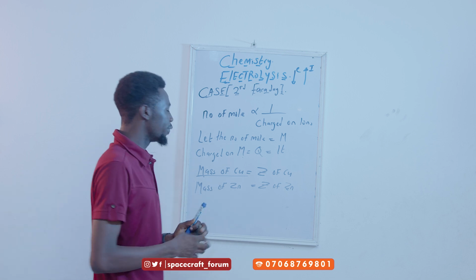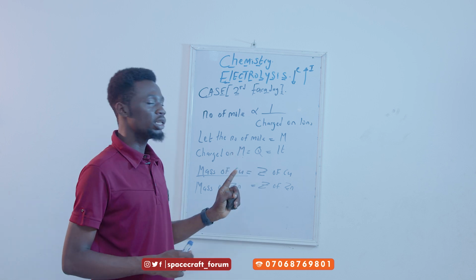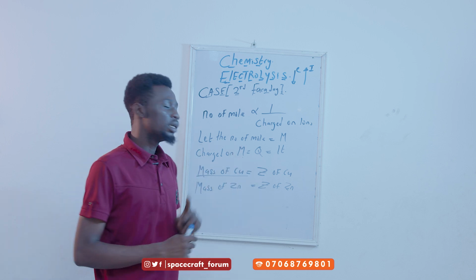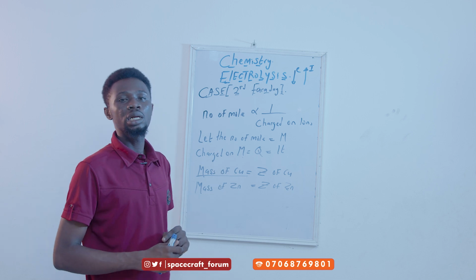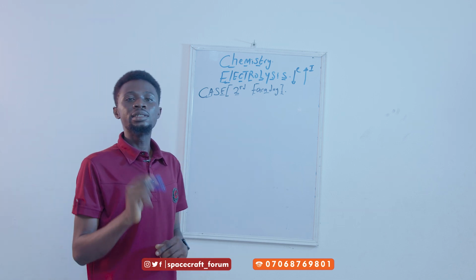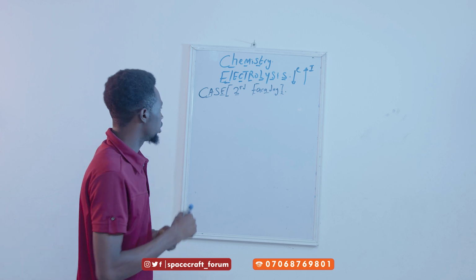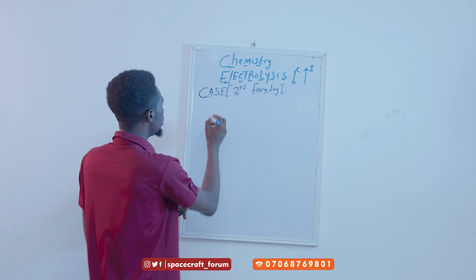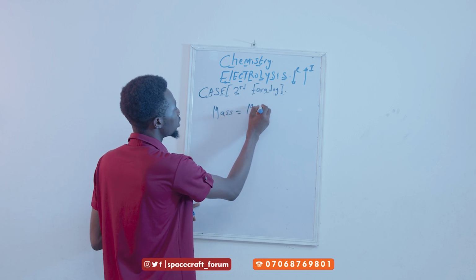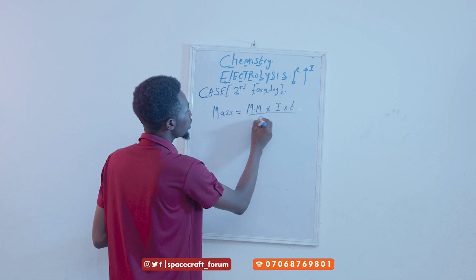Now, this is the first formula under case 2. That is, mass of one element is equal to electrochemical equivalent of that element, all over mass of another element is equal to electrochemical equivalent of the second element. The second formula under case 2 is similar to the second formula under case 1. Let's recall from case 1. We know that mass is equal to molar mass times current times time all over charge of the element.